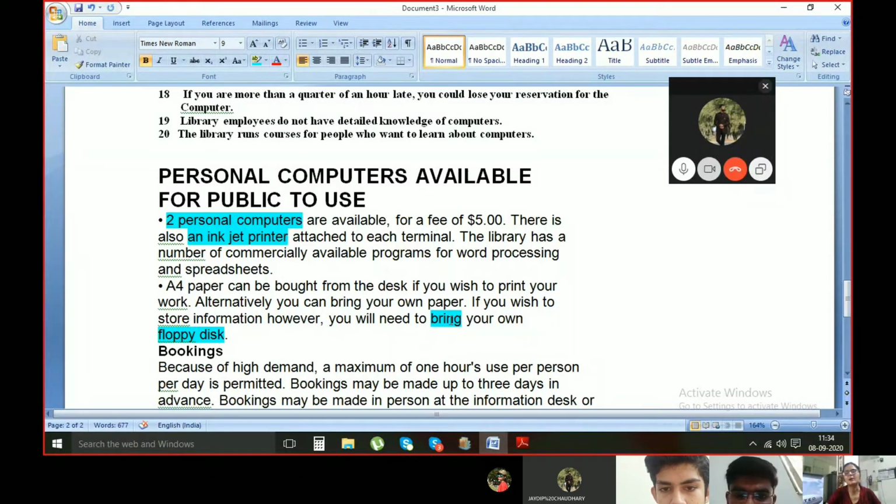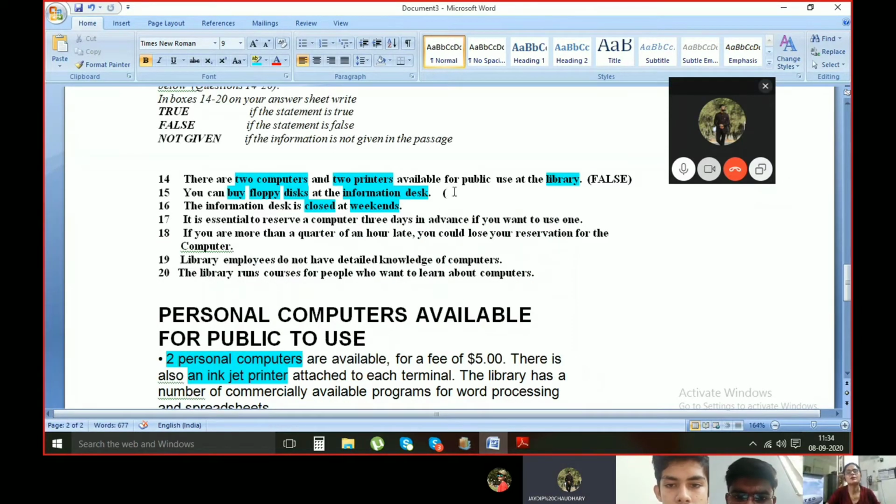Bring means लाना. आप अपनी floppy disk लाना. And no, buy false, means false आएगा. Yes, beta, the answer is false. Right? Be very careful. Okay.